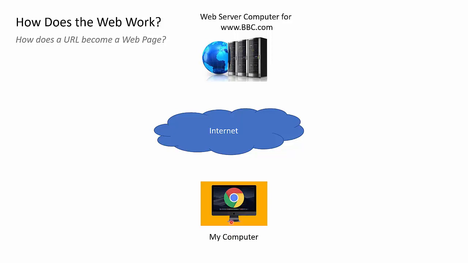So, in order for my computer to see a web page, we need three major bits of hardware. We have my computer here, which is connected to the internet, to another computer, which has the website that I'm looking at.